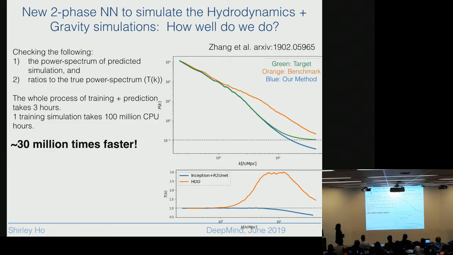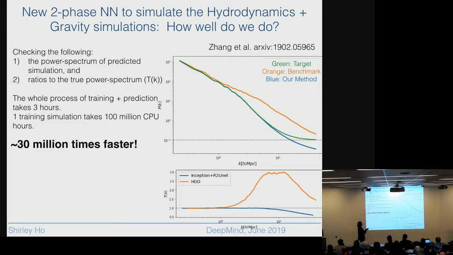This is how well we're doing. We basically have a target, which is the green line. It's the power spectrum of the galaxies as a function of scale. The benchmark is the orange line, which is the HOD model that we tuned. It's actually not bad. Notice, this is 10 to 0. This is k equals 1.